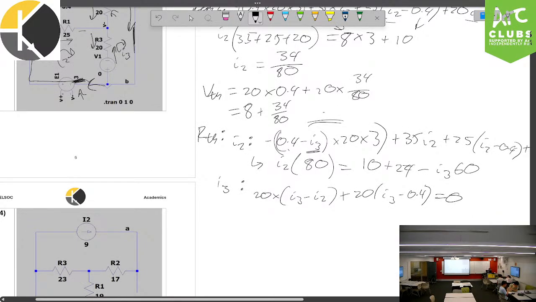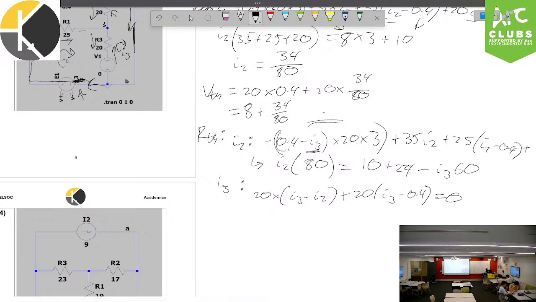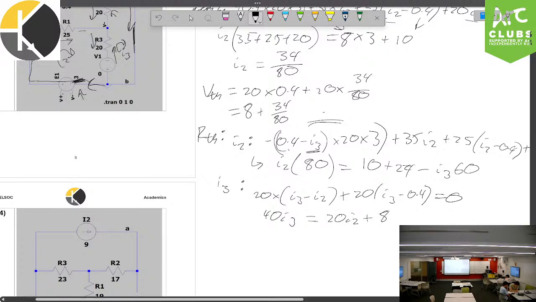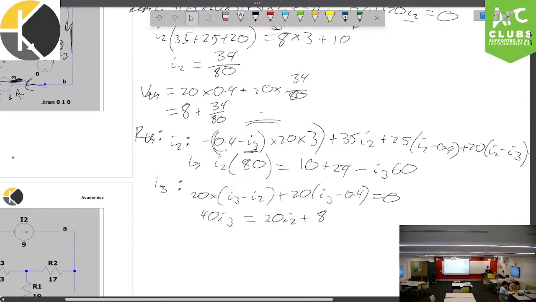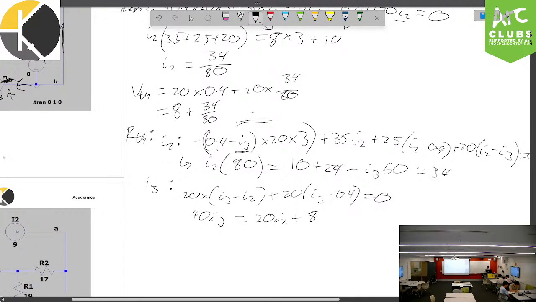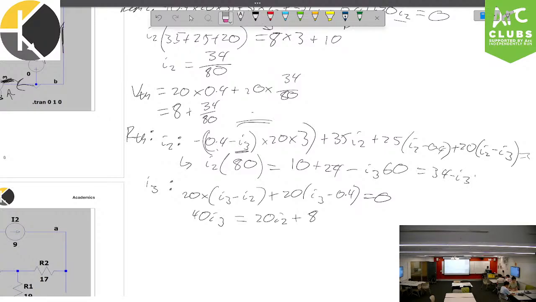Mesh voltage is 0. So, we do this, we get another equation in terms of I2 and I3. And so, grouping I3, we get 40 I3 is going to be equal to 20 I2 plus 8. Alright? Now I have our two equations. I'm just going to simplify this to 34 minus I3 times 60. And let's simplify, right?